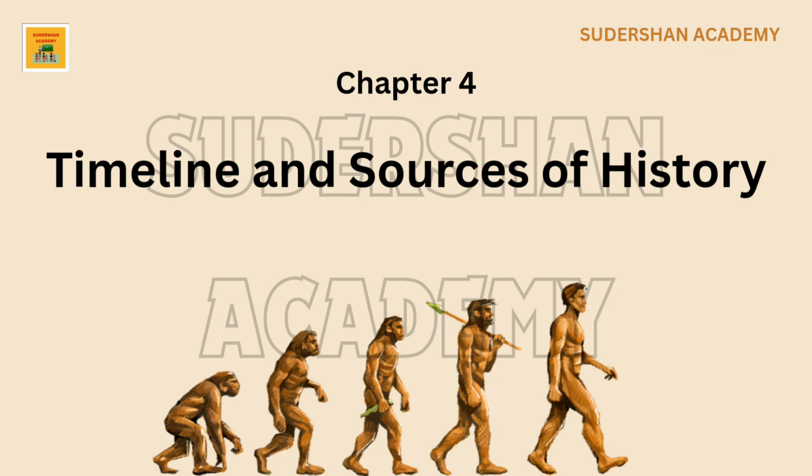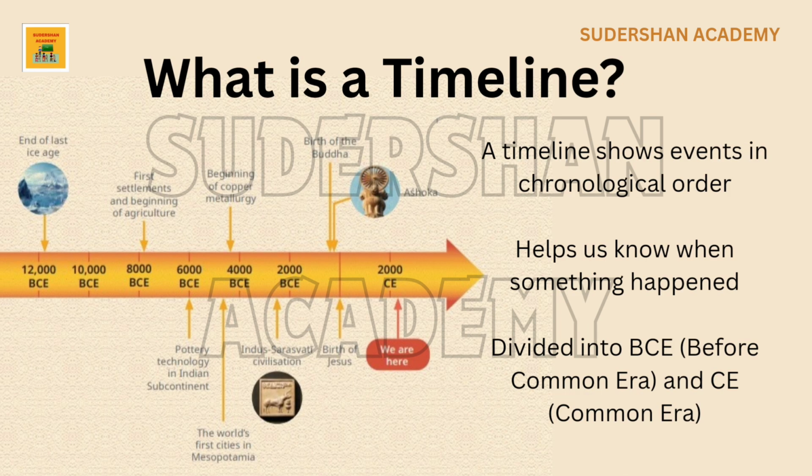Today, we are exploring Chapter 4 from your Class 6 Social Science book, Timeline and Sources of History. Ever wondered how we know what happened hundreds or even thousands of years ago? Well, let's find out. First, let's understand what a timeline is.